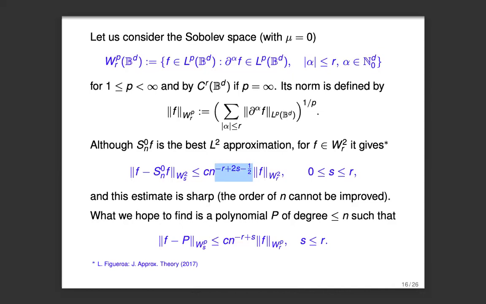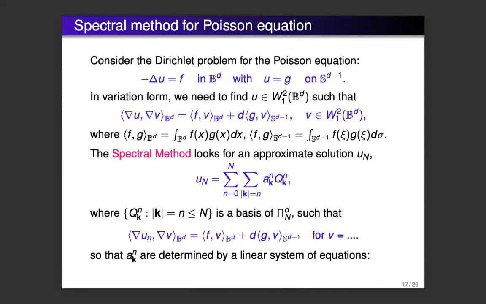So how does the spectral method work? I think this is a good point to start a little bit of a detour to think about the spectral method. So let me think about the simplest case. This is the Poisson equation. So consider the Dirichlet problem: Laplacian of u equal to f in the ball, with the boundary value a function g. The boundary is the sphere. Think about d equal to 2, then the boundary is just a circle.